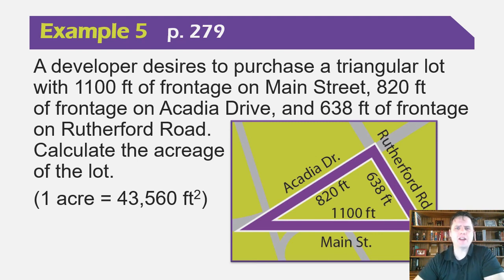So a developer desires to purchase a triangular lot with 1,100 feet of frontage on Main Street, 820 feet of frontage on Acadia Drive, and 638 feet of frontage on Rutherford Road. Calculate the acreage of the lot. Notice here that it tells us a conversion that 1 acre is equal to 43,560 square feet. Okay, well, let's think through this.